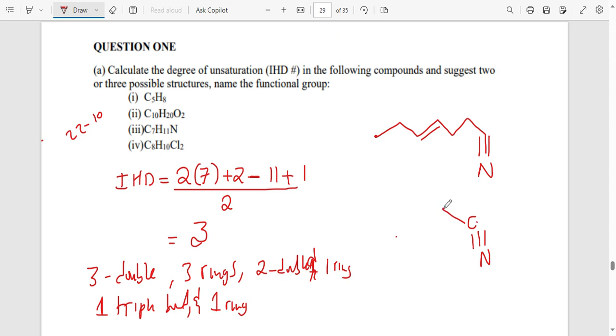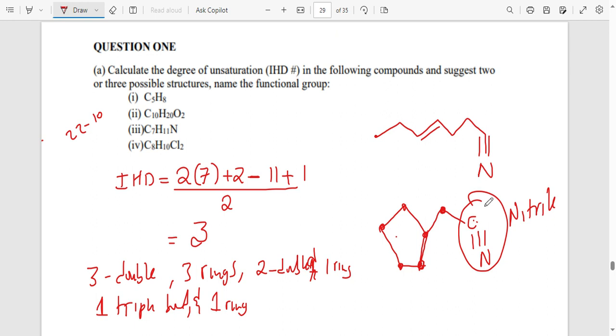So this is carbon 1, carbon 2, carbon 3, carbon 4, carbon 5, carbon 6, and then I can say carbon 7, and then I join like this. It doesn't matter which ring I form: 1, 2, 3, 4, 5, 6, 7 carbons. If you count the number of hydrogens, they are also going to prove to be 11. So I can write these 2 structures with a nitrile functional group.